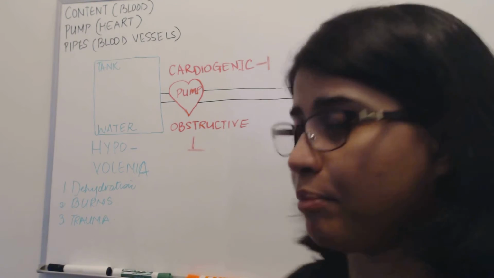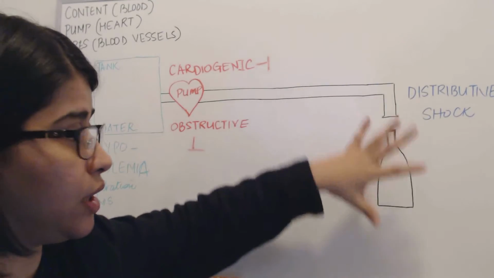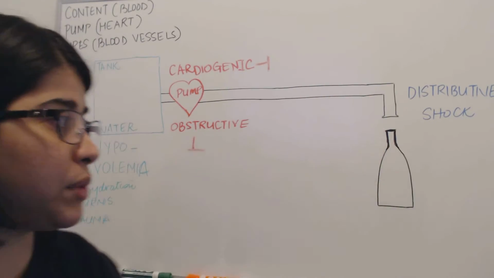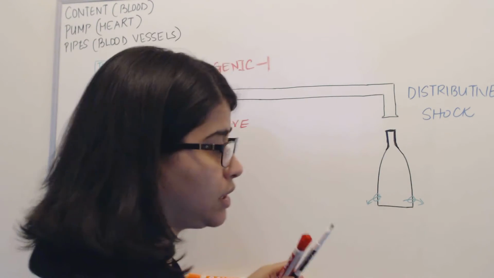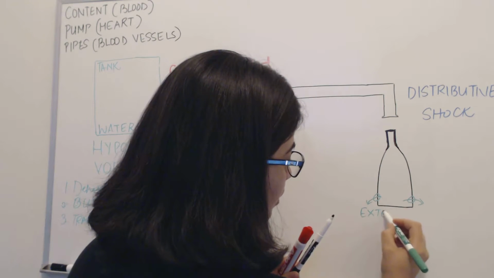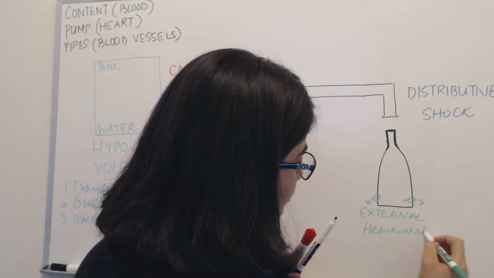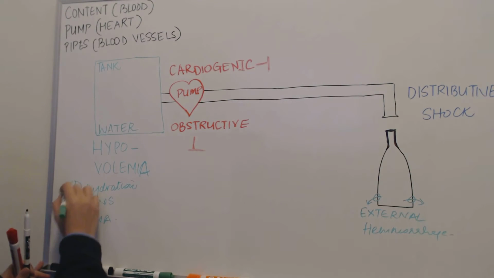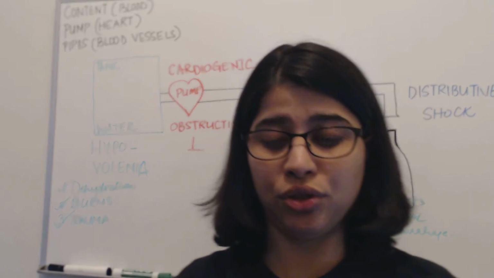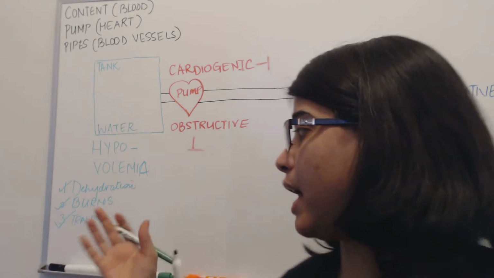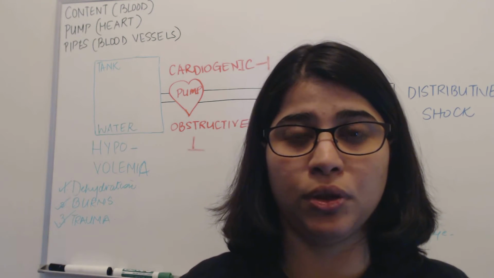Now let's go back to our example. Say there was enough water in the tank, the pump worked perfectly, and the pipes were good, but yet we're not able to fill this bottle up completely. Why? Because this bottle has got holes through which water is leaking out externally. This is our external hemorrhage, which we see in trauma. So the three causes of hypovolemic shock could be excessive dehydration, burns because of fluid loss, and last, trauma because of external bleeding and hemorrhage. These are the three types of hypovolemic shock.